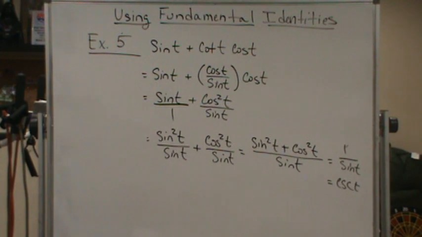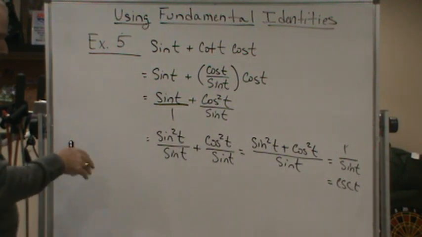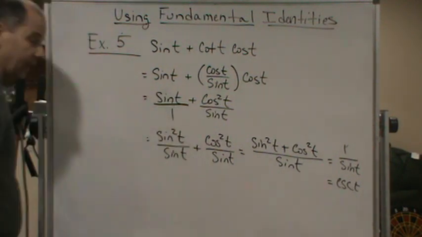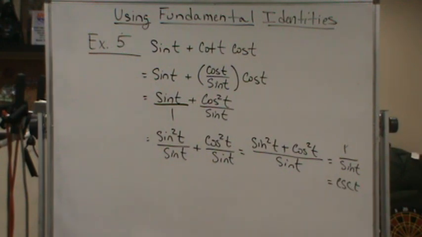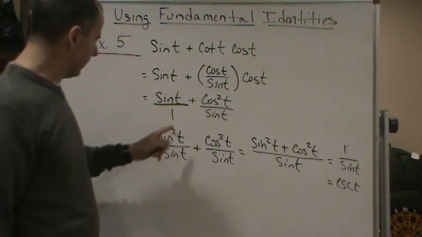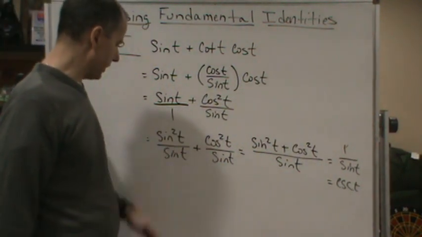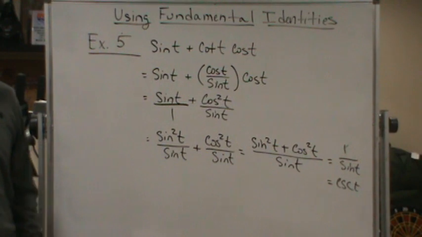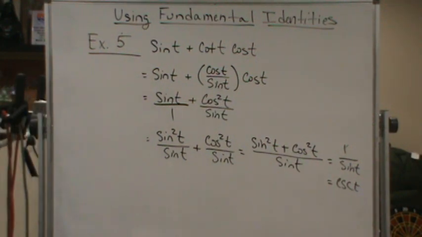Now, one thing I do want to say is, remember, when you're adding fractions, you've got to have a common denominator, and you want to first find the least common denominator. So in this case, the least common denominator was just sine t. Makes things simple, easier to use.